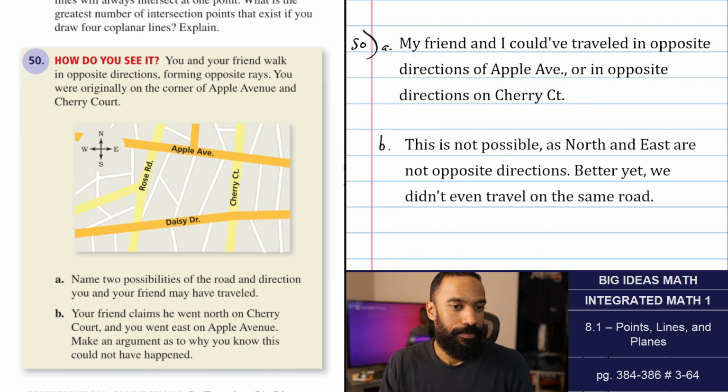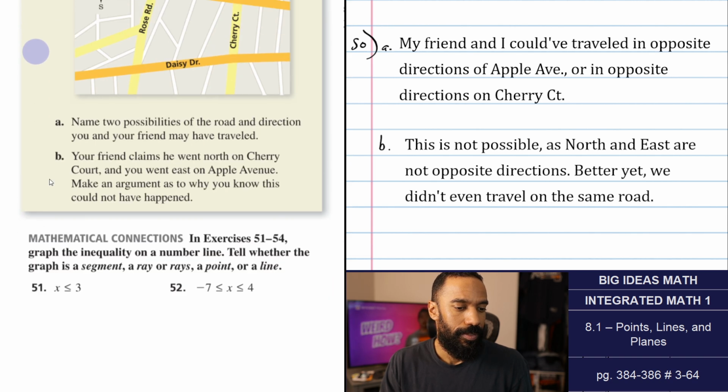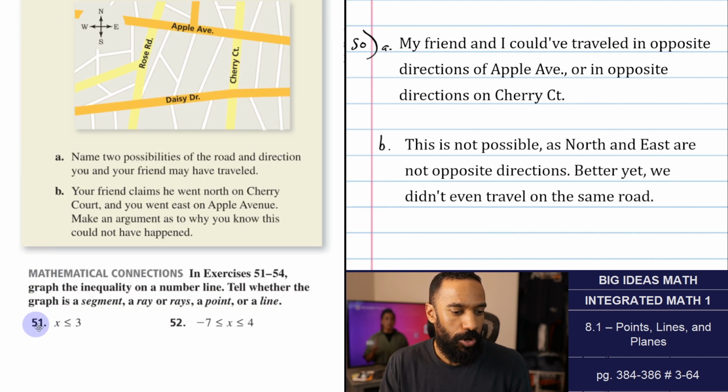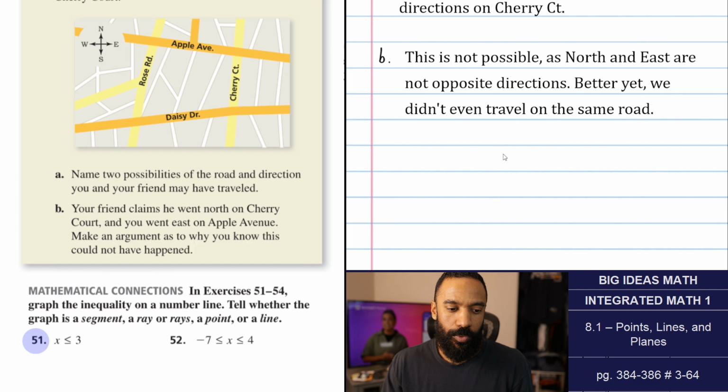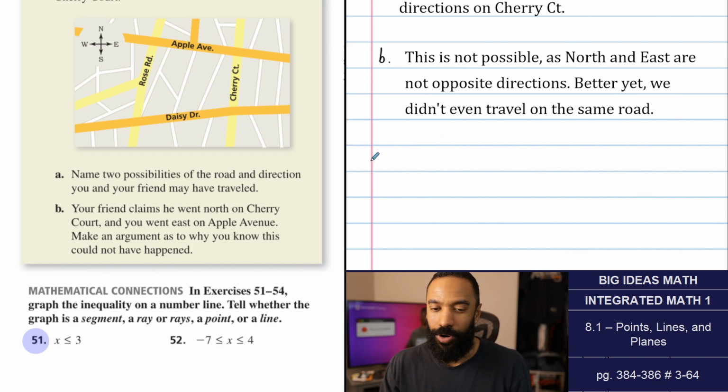All right. Numbers 51 and 52, or from 51 to 54, graph the inequality on a number line. Tell whether the graph is a segment, a ray, rays, a point, or a line. Okay, so there's some algebra tie-in here. This is where I get to copy down the problem. x is less than or equal to 3.